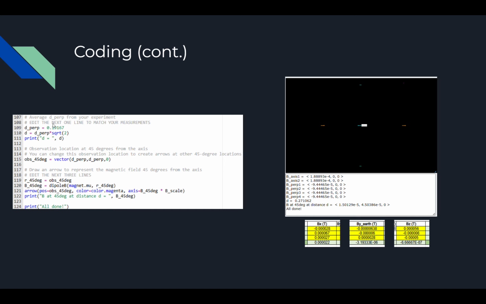Then we also plug in the dperp that we got from our calculations over here, and then create an arrow at an observation location 45 degrees from the axis. And then we're able to produce this model over here where these two orange arrows are the off-axis values, and these four arrows here are the on-axis values. And then we can compare this with the experimental data, and as you can see, it doesn't really match up, so it's possible that there were discrepancies that occurred in the experiment.